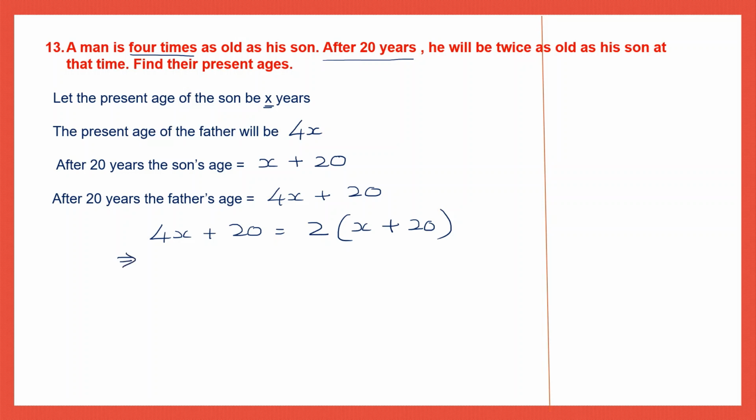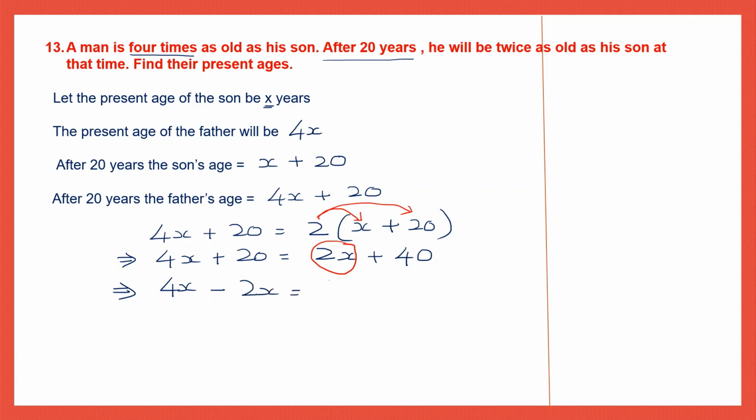So let's work this out. 4x plus 20 equals, now first multiply 2 into x and then multiply 2 into 20. 2 into x is 2x, plus 2 into 20 is 40. So let's get all the x to one side and all the whole numbers to the other side. Here we have 4x as it is and we transpose this 2x from the right hand side to the left. It's plus there, it will become minus 2x. And on the right hand side we already have 40, which we keep there.